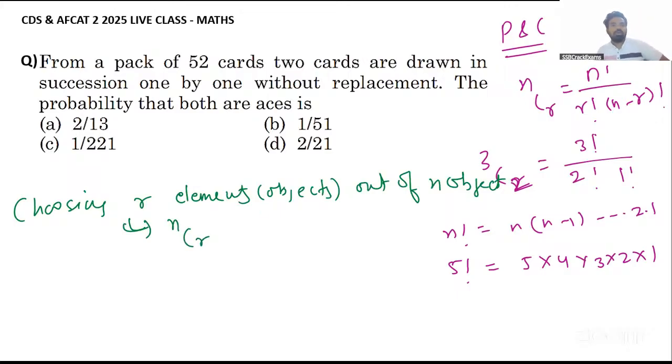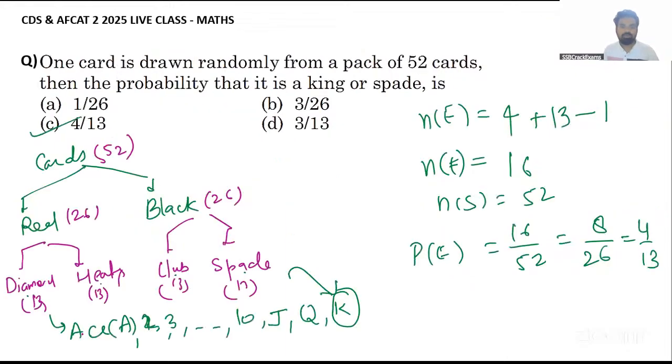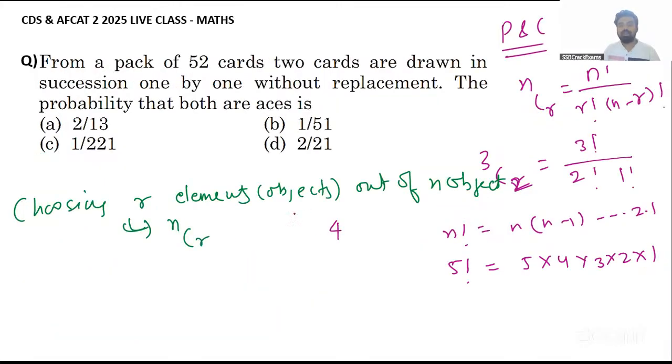So in our case, we have a pack of 52 cards. 2 cards are drawn in succession one by one without replacement. In the first case, both are aces. So how many aces are there? There are 4 aces in total. So in the first case, we can bring out 4 aces.